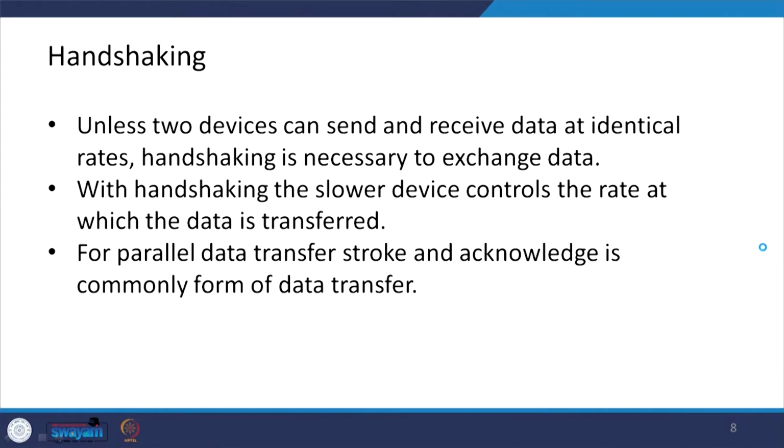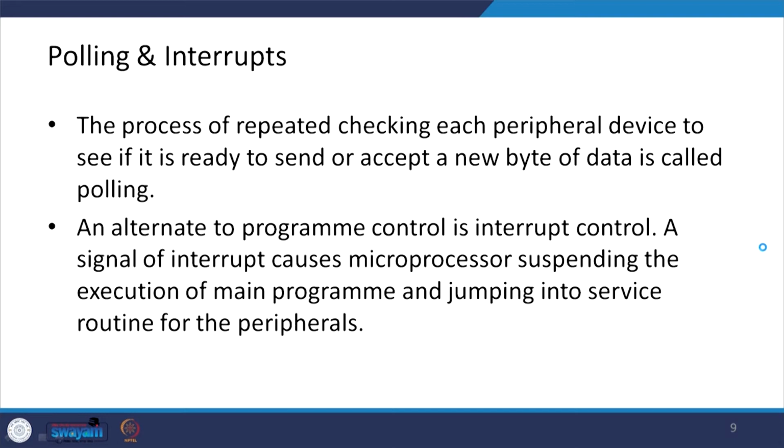Handshaking. As I said, unless two devices can send and receive data at identical rates, handshaking is necessary to exchange data. With handshaking, the slower device controls the rate at which the data is to be transferred. And for parallel data transfer, strobe and acknowledge is a common form of data transfer. Polling and interrupts. The process of repeatedly checking each peripheral device to see if it is ready to send or accept a new byte is called polling. An alternative to program control is the interrupt control. Here a signal of interrupt causes the microprocessor to suspend the execution of the main program and jump into the service routine for the peripherals.